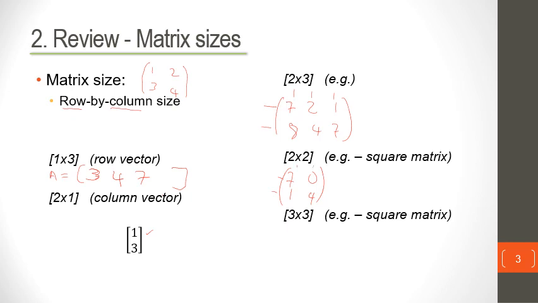Because the number of columns and rows are equal, it's called a square matrix. Another example of a square matrix would be a 3 by 3 matrix. So this could be an example. This is a 3 by 3 matrix, which is also a square matrix because it has 3 rows and 3 columns.